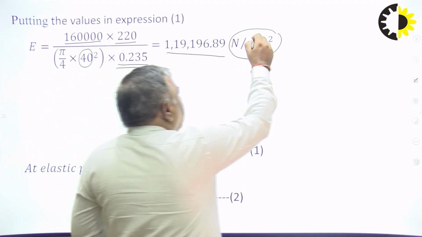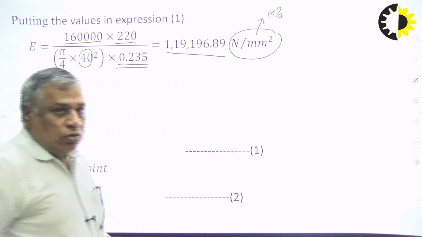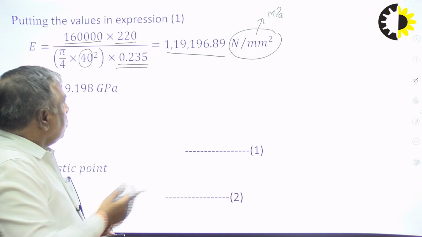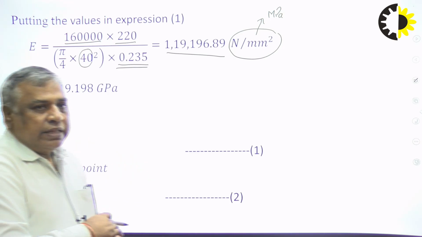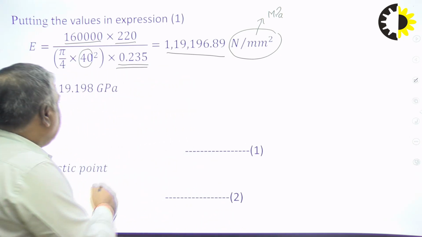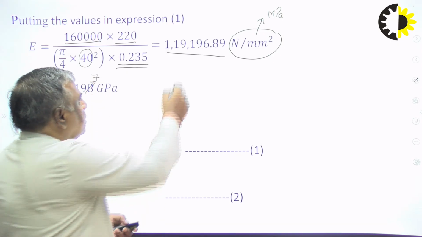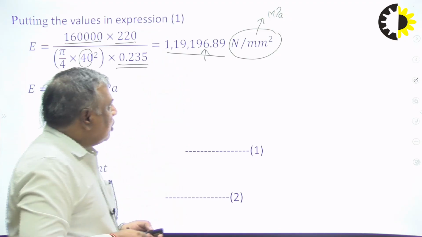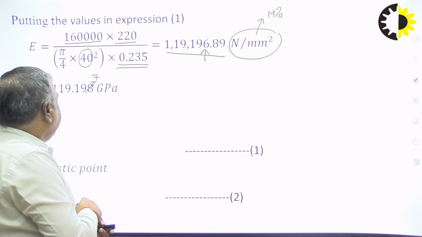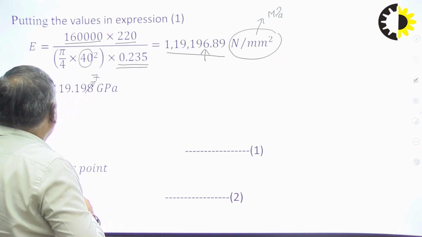This Newton per mm square is equal to megapascal. So we can convert it into gigapascal. So modulus of elasticity is 119.196. I should make it correct. It should be 7, this is 6. So when I round off, it will increase by 1. So it will be 119.197 gigapascal. This is the modulus of elasticity we have determined.